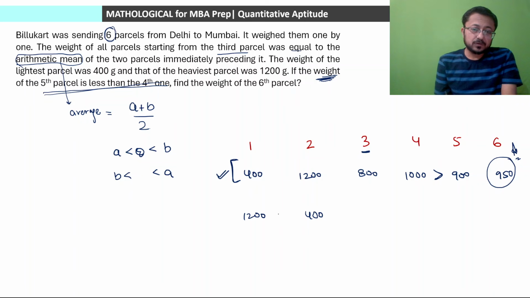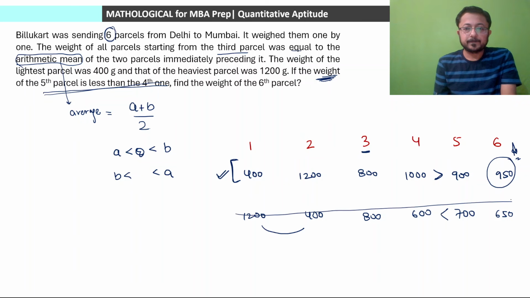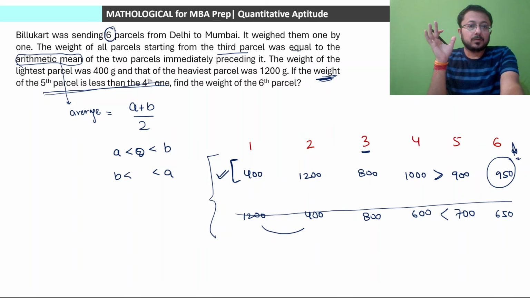अगर second scenario होता तो वहाँ पे क्या है? 1200 plus 400, 800 will be average for third parcel, 600 for the fourth parcel, 700 for the fifth parcel, and then 650 for the sixth parcel. But in this case, clearly weight of the fifth parcel is more than fourth. तो ये हमारे काम का condition नहीं है in this question. Possibility दोनों का है. But इस question में the first possibility is a valid possibility. Is that much clear? Okay. नेक्स्ट क्वेश्चन पे चलते हैं विद दिस अंडरस्टैंडिंग.